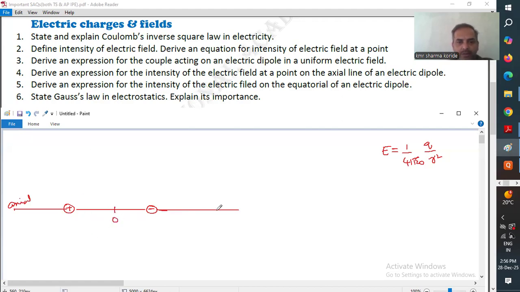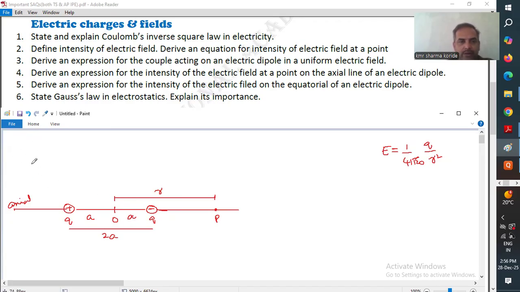Now, as per the question, we need to select a point here. This is point P. From the center of the dipole, the distance of point P is r, whereas the dipole length is 2a. So that 2a can be split into a and a. From the negative charge to the center is a, and similarly from the positive charge to the center is a. So altogether this is 2a, the dipole length.